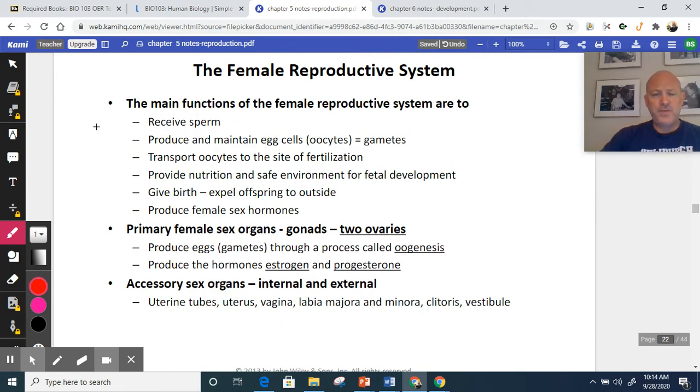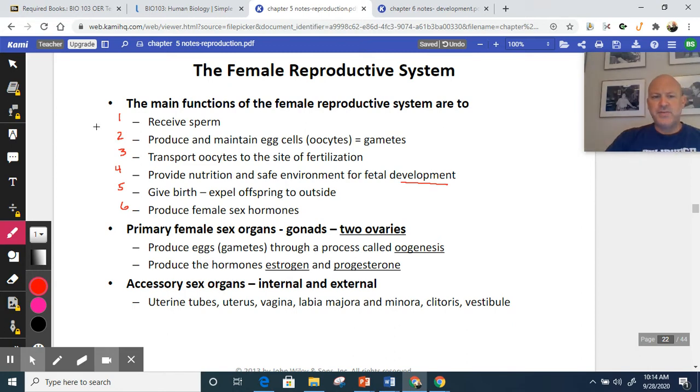All right. The female system, you can see the list of functions is a little bit longer. What is the job of the female reproductive system? 1, receive the sperm. 2, make eggs. 3, move the eggs from where they're made to where the sperm cells can fertilize them. 4, provide a site for development. 5, give birth. And then also there's hormones that are involved. So making the hormones that are associated with this reproductive process.